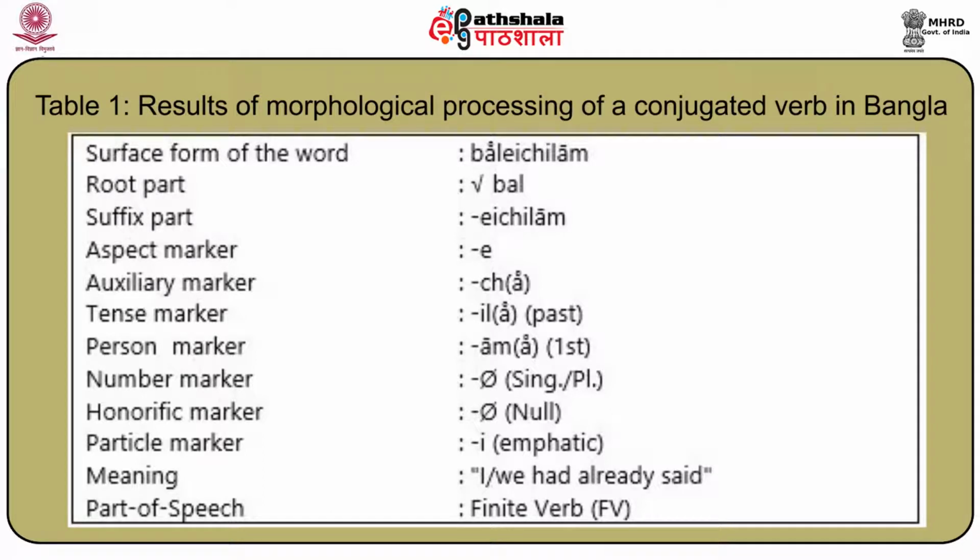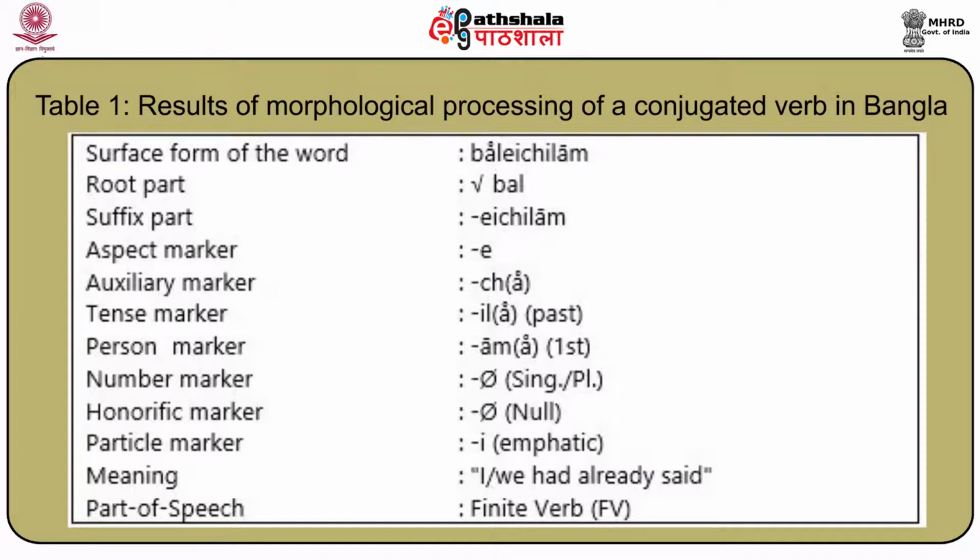If you do the morphological analysis of the word, what we get first is a root part, which is called bol, and the suffix part is eichilam. These are the two parts identified by a morphological analyzer.